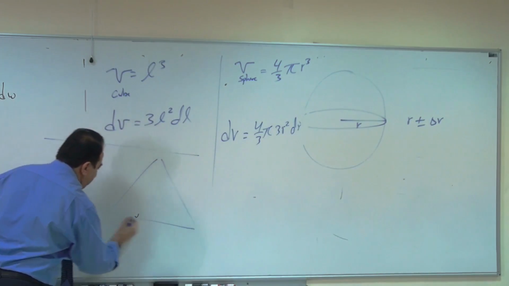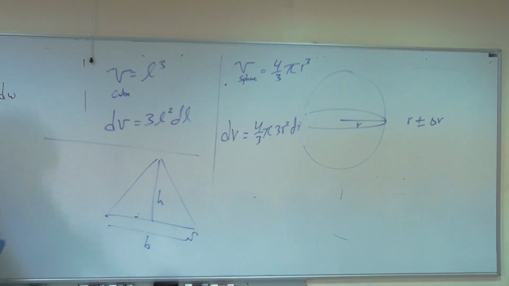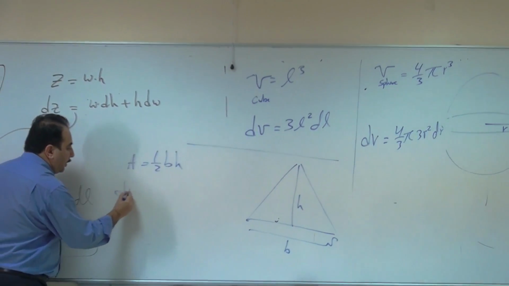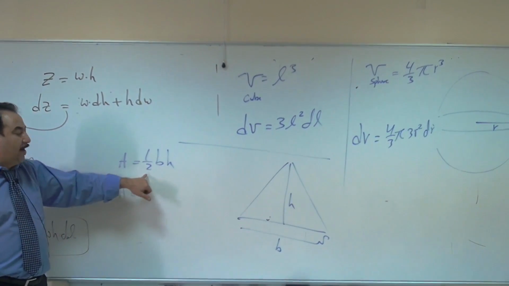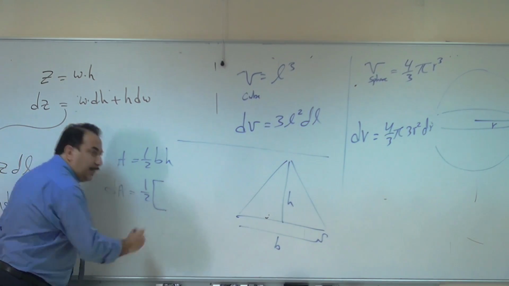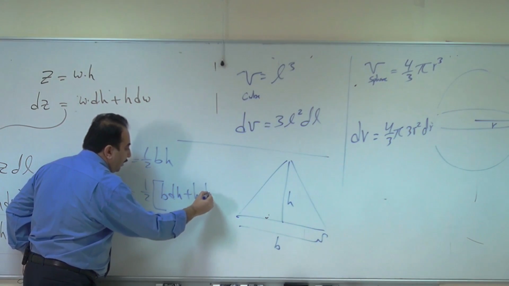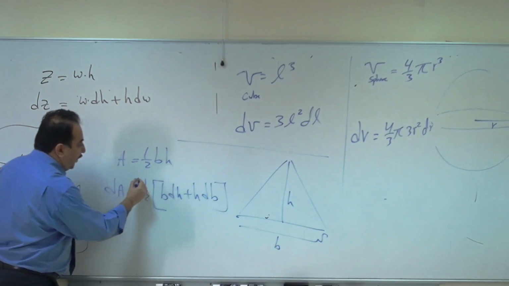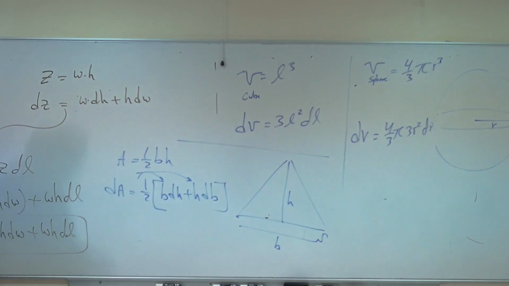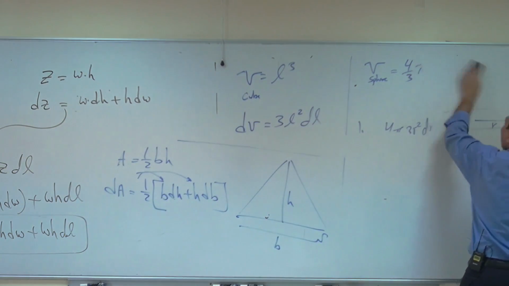A triangle. This is H and this is B. What's the area of a triangle? Half base times height. So what's the uncertainty in the area? dA. Where is the mistake you'll make here? This half multiplied by the derivative. So half, open a bracket: first derivative of the second plus the second derivative of the first. And then the half will be multiplied by both. More? Yes.